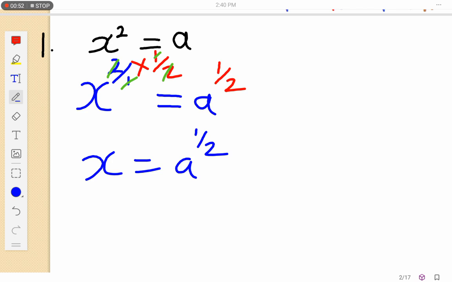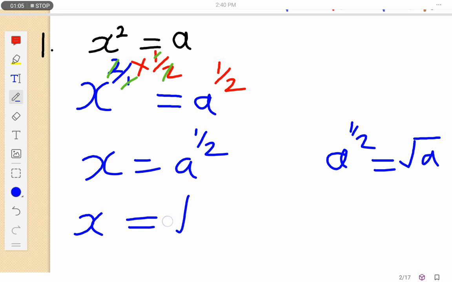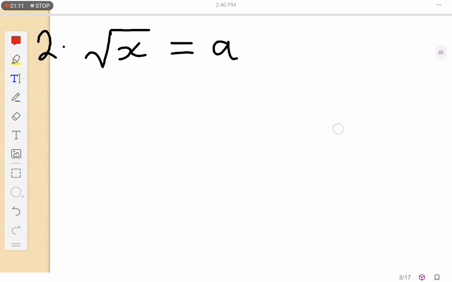Then we have got a rule. When we have a number a to the power of half like that, it is the same as the square root of a. So our x, we can simply say, is equal to the square root of a. Okay, let's go on to the next question.